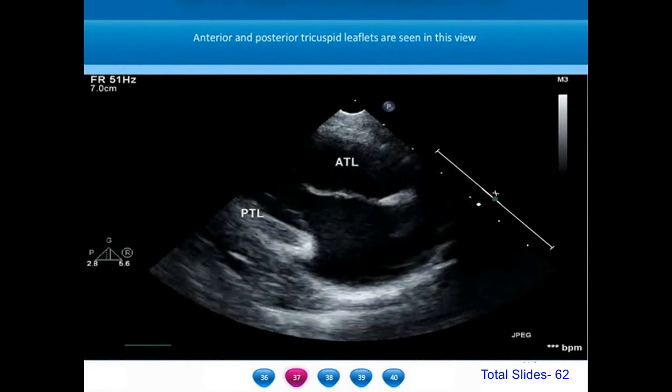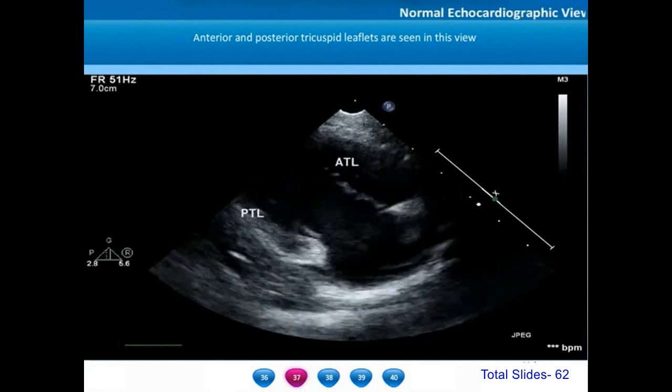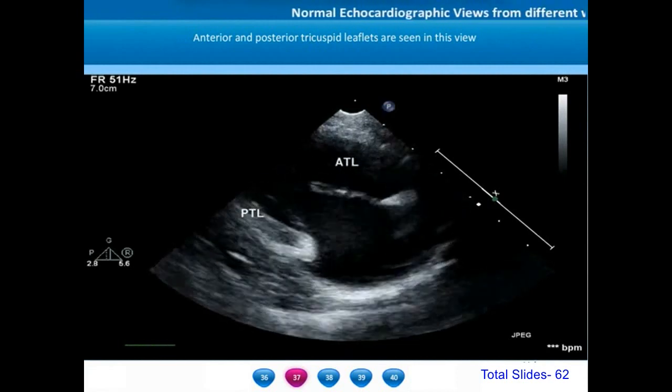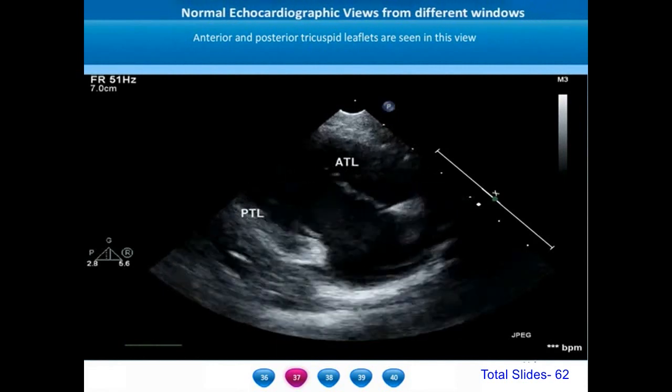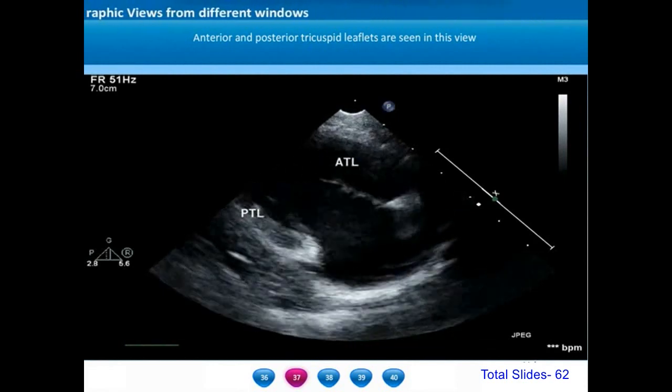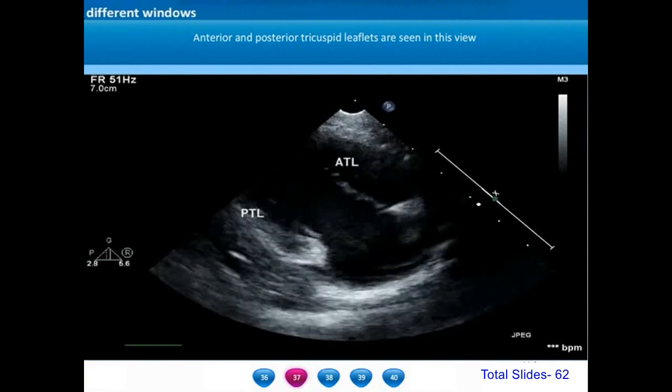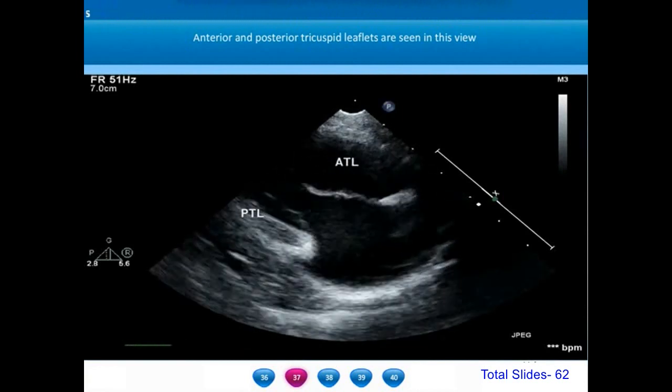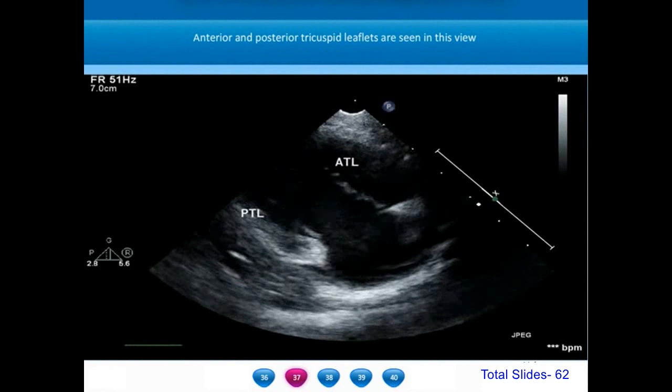On this parasternal long axis view with a rightward sweep, when we visualize the tricuspid valve, we can appreciate the anterior tricuspid leaflet and the posterior tricuspid leaflet. The anterior tricuspid leaflet will be a longer, broader leaflet. The posterior leaflet will be a smaller leaflet. We can measure the tricuspid annulus in this plane.